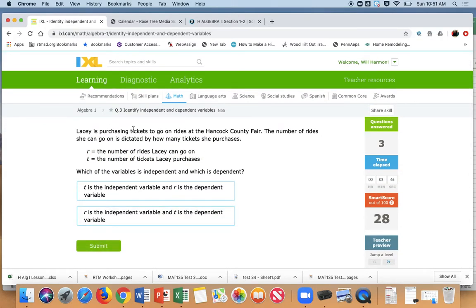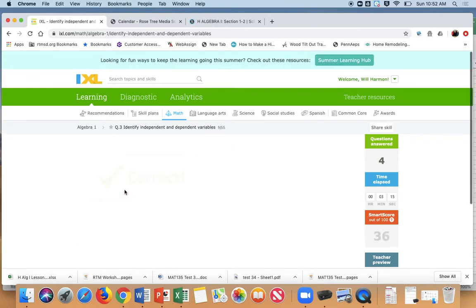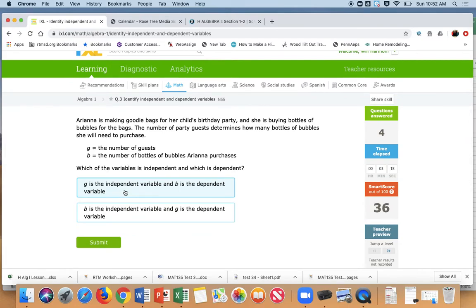Okay, Lacey is purchasing tickets to go on rides at the Hancock County Fair. The number of rides she can go on is dictated. Again, that is a key word here, dictated. Okay, so the number of rides is going to be dependent. The number of rides Lacey can go on is dependent on the number of tickets. And that makes sense. So R is going to be the dependent, and the number of tickets is going to be the independent.